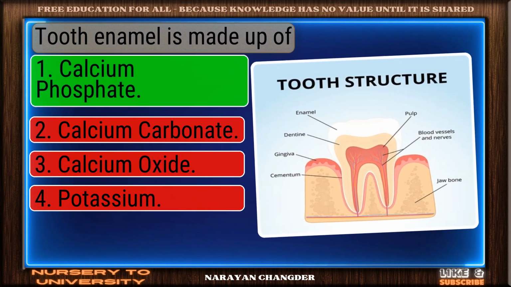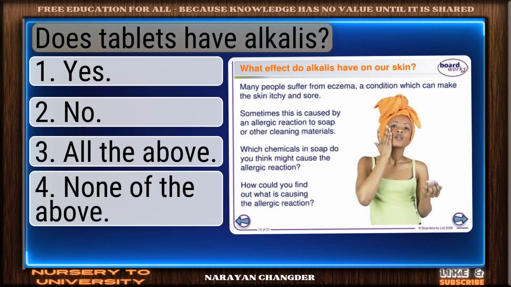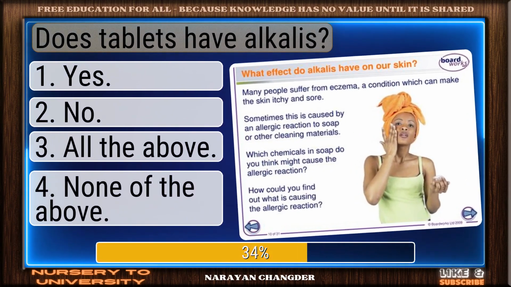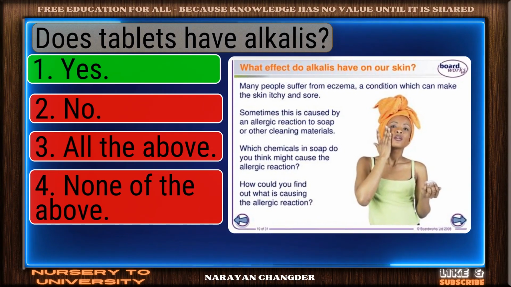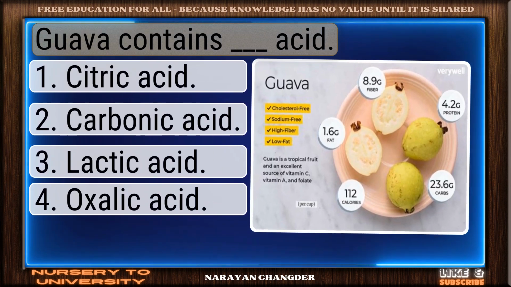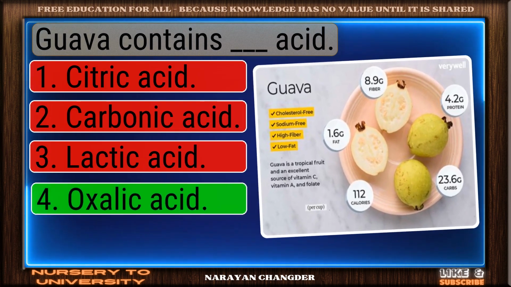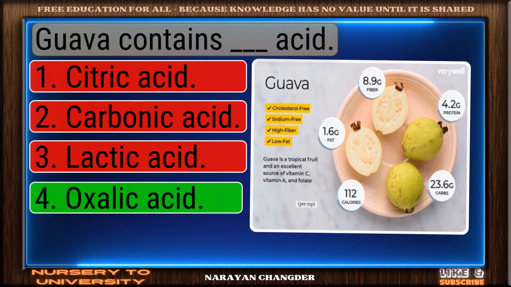You're right. Calcium phosphate is the correct answer. Question number 192. Do tablets have alkalis? Strong choice. Yes is the right answer. Question number 193. Guava contains dash acid. Correct response. Oxalic acid is the most accurate answer.